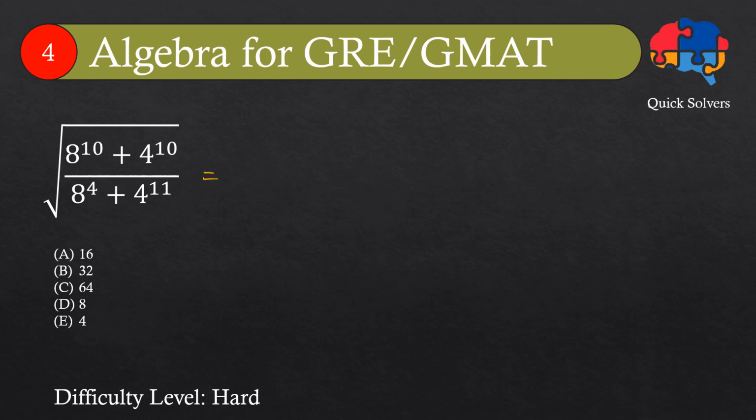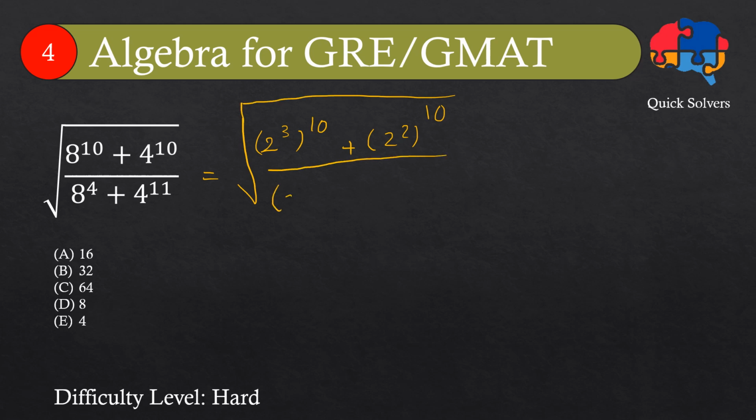This equals, well, everywhere we have 8, I will replace that by 2 to the power of 3. So we have (2^3)^10 plus, and everywhere we have 4, we can replace that by 2 to the power of 2, and this to the power of 10. And in the denominator, we can do the same: (2^3)^4 plus (2^2)^11.